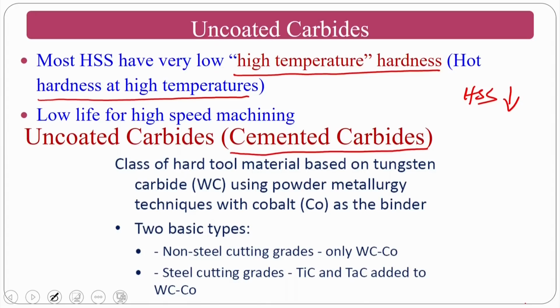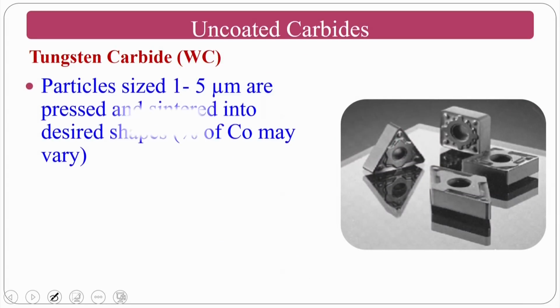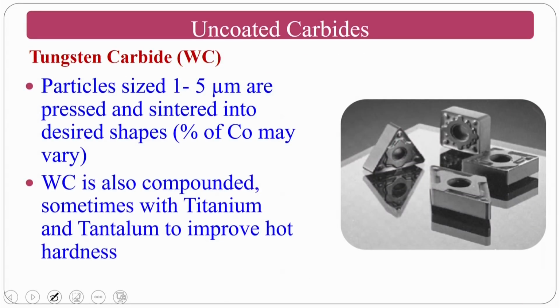Uncoated carbides are uncoated cemented carbides, a class of hard tool material based on tungsten carbide using powder metallurgy. There are two basic types in this one. One is tungsten carbide based, that is called non-steel cutting grades, and the other is titanium carbide and tantalum carbide based tungsten carbide tools. These are the two varieties of cutting tools. First we will see the tungsten carbide. The particle sizes of 1 to 5 microns are press sintered into the desired shape, and the percentage of cobalt may vary. Cobalt is a binder basically.